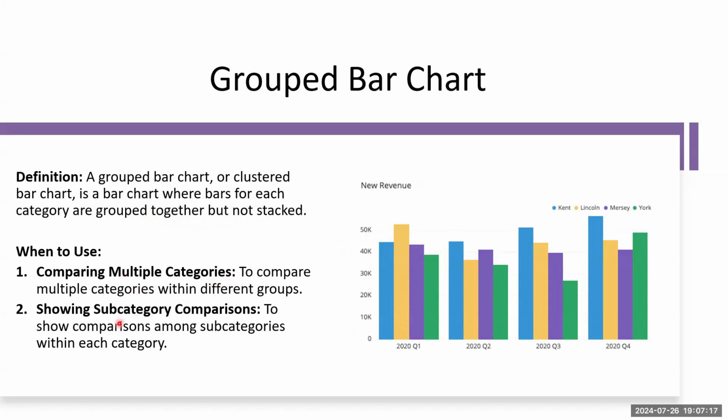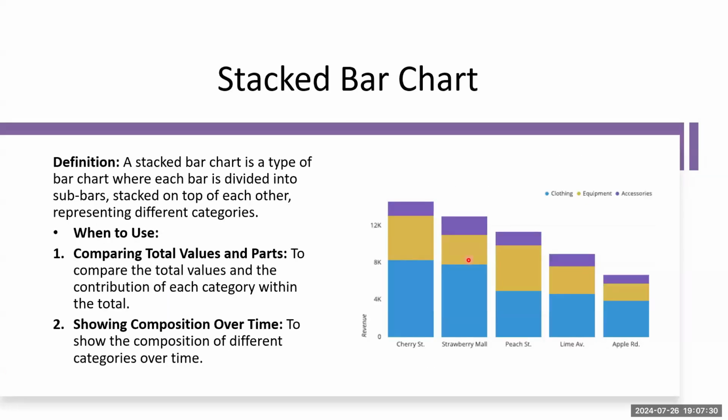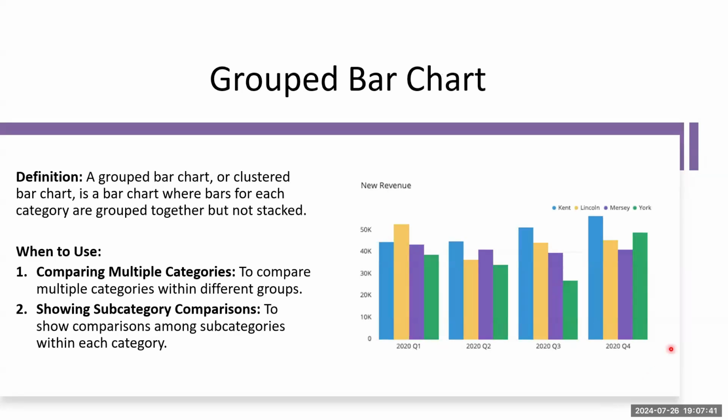It is used for comparing multiple categories and showing subcategory comparisons. These are subcategories, and we could have compared them to each other. They are subcategories of the entire revenue generation stream.